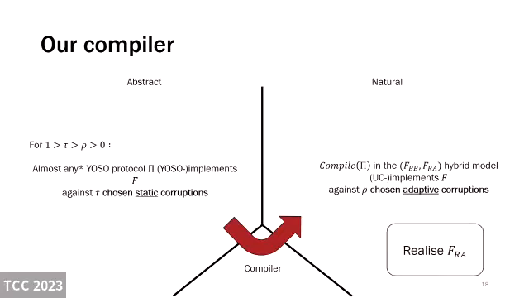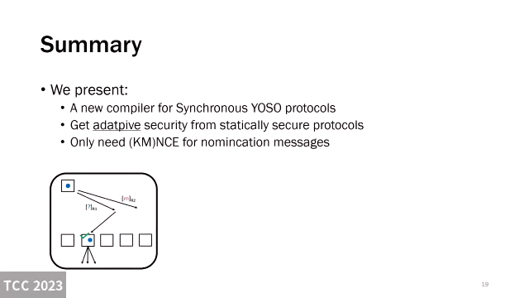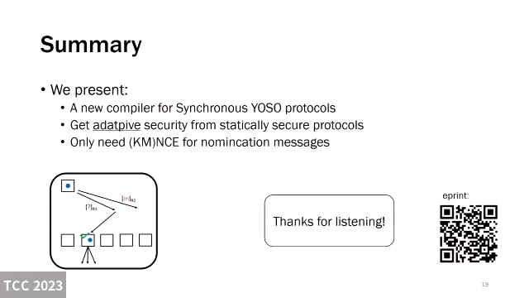We also, to complete this picture, realized the role assignment. So we present a new compiler for synchronous YOSO protocols and get adaptive security from statically secure protocols. And we only need non-committing encryption for our nomination messages. Oh, sorry for the typo there. Yeah, we only need NCE for the nomination messages and none of the underlying messages. Thank you.